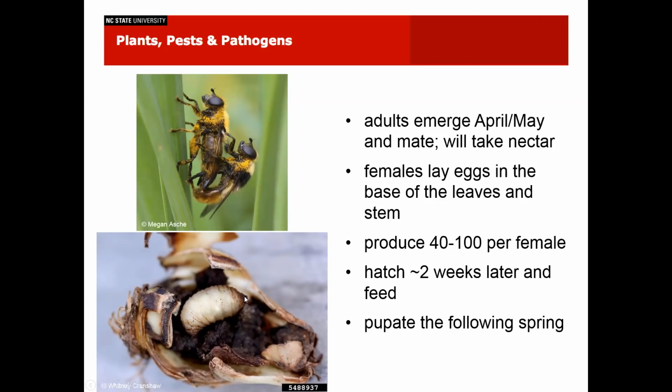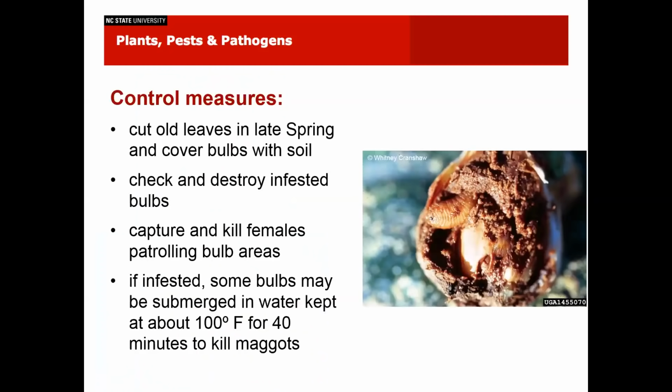So if you find declining irises, Narcissus, anything like that, maybe pull up some of the plants and check the bulbs. If they've got these little maggots in them, which aren't super small, because this is a fairly large fly, about small bumblebee sized, then that may be the issue that's happening. Now what to do? One thing you can do is cut the old leaves in late spring and cover bulbs with soil. This will keep them from finding the host and being able to access the base of the plants. Check and destroy infested bulbs. This can reduce the populations out there.